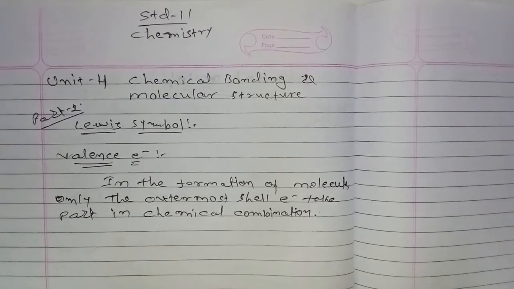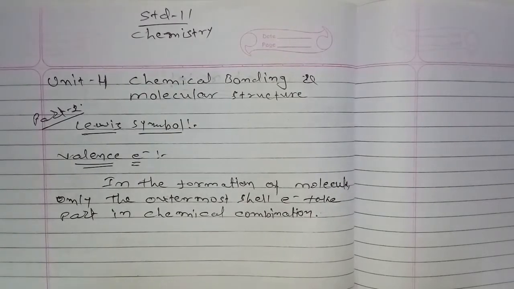Standard 11 Chemistry, Unit 4, Chemical Bonding and Molecular Structure, Part 2. Here we discuss the Lewis symbol.